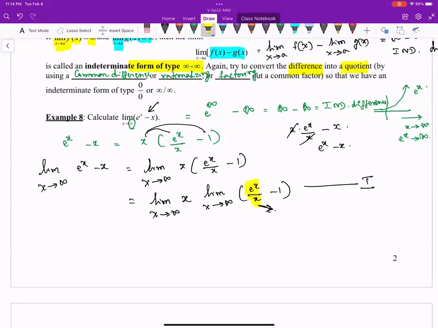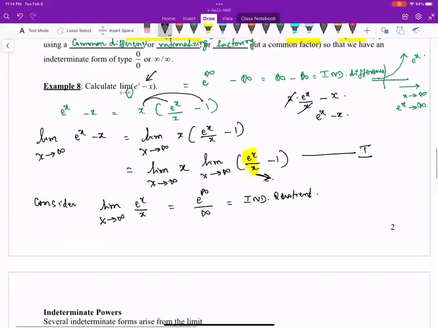expression and its limit because it's a quotient. So consider that part: the limit as x approaching infinity of e to the x over x. We directly plug and play. It is e to the infinity over infinity, which is an indeterminate quotient. So what do we do? We apply L'Hopital's rule.